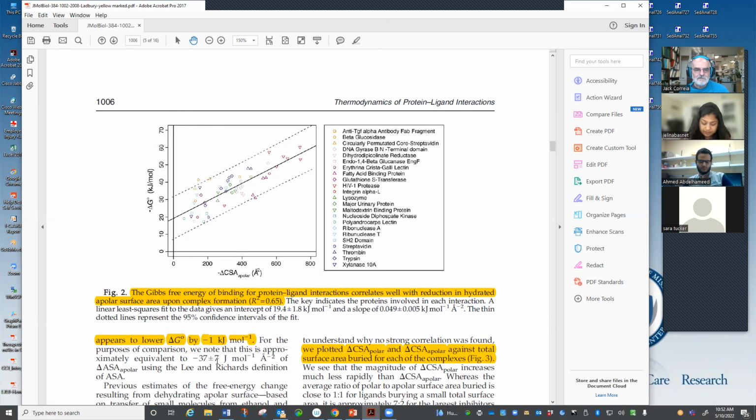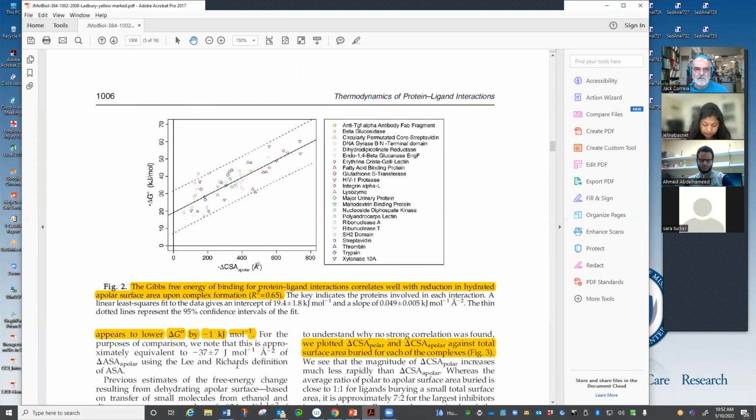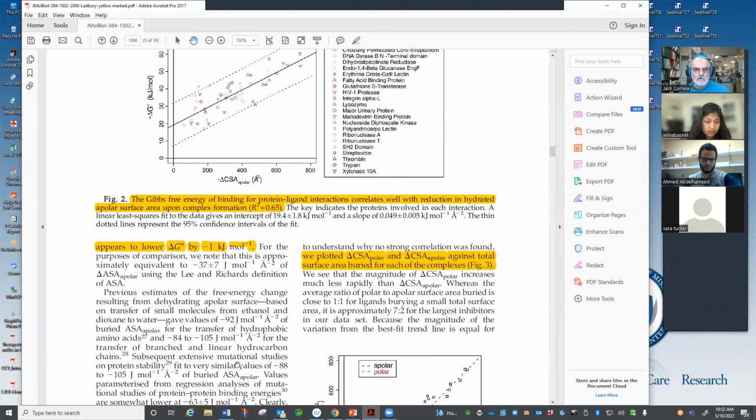This is approximately the same slope as the definition of accessible surface area. Okay, and so they're using sort of this throwback to the methodology. Okay.